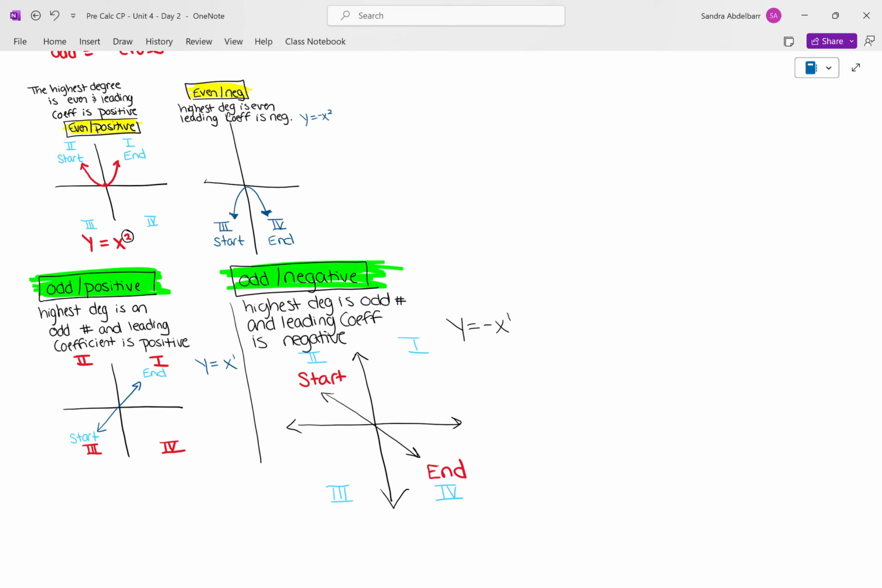A 0 that comes from an odd power goes through the point. And I call it a cross. A 0 that comes from an odd power goes through the point. And this will all make much more sense once we start doing problems.